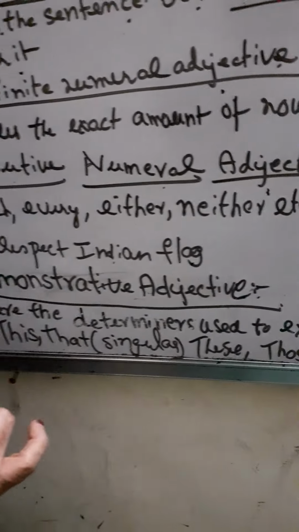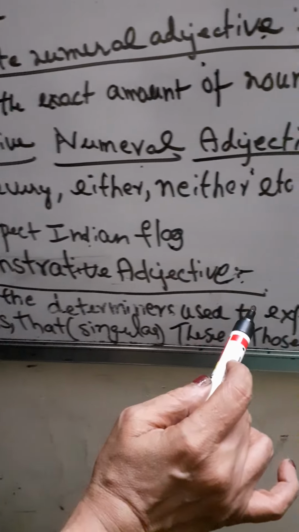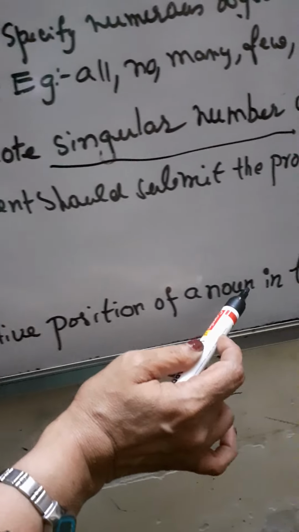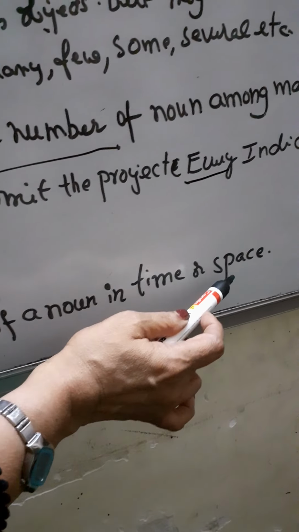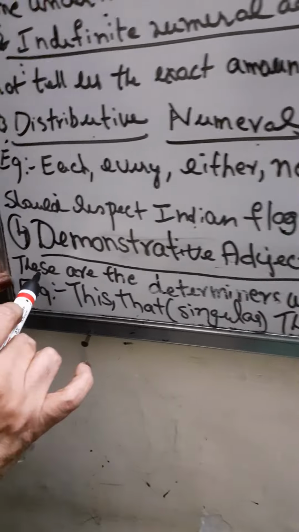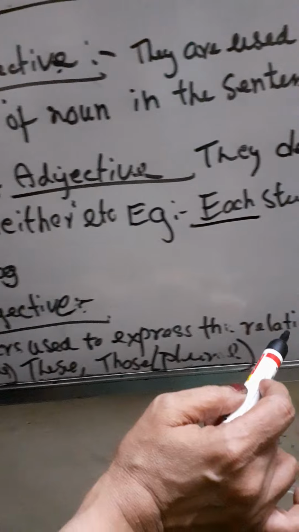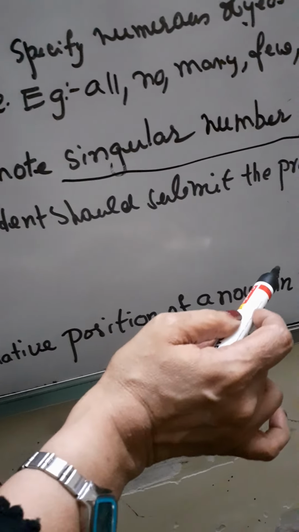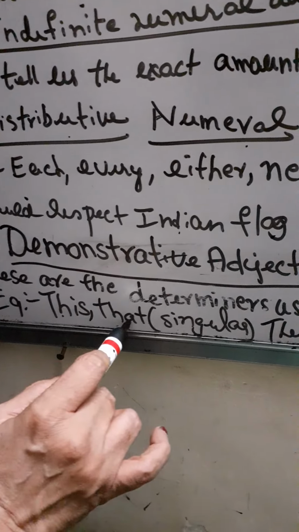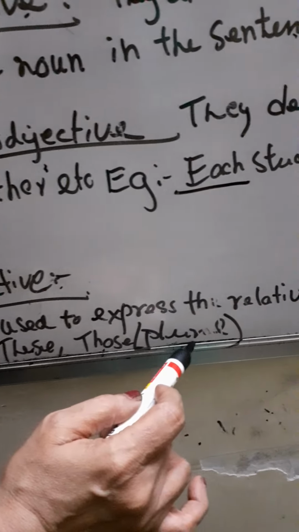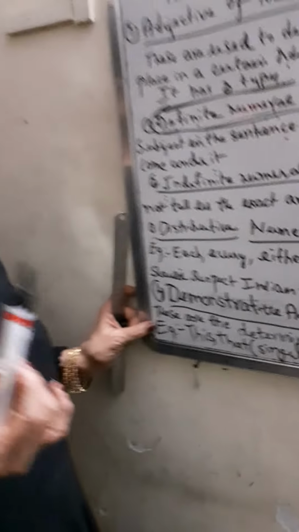Demonstrative adjective. These are the determiners used to express the relative position of a noun in time or space. Example: this, that for singular; these, those for plural. For example, this is my pen, that is my pencil.